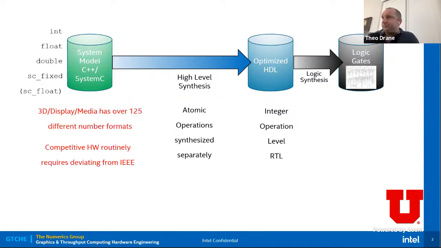But we don't do any of this. Because of GPUs, because they're so interesting, we actually have hundreds of different number formats, and we routinely deviate from the IEEE standard. We categorically don't atomically synthesize. We don't make atomics. We will routinely share different data types. I will make hardware that shares integer, fixed point, and floating point.